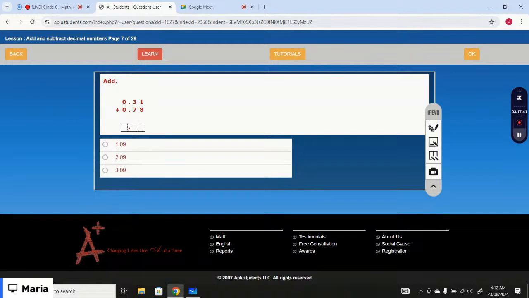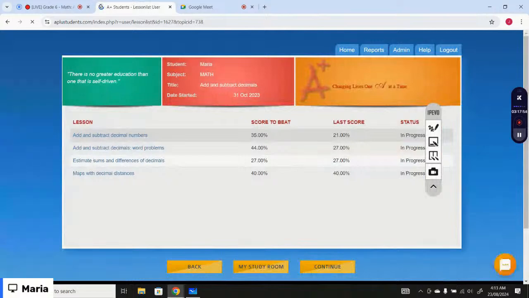Option number 1 is the correct option. 1.09 it is, right? Okay, you can complete the lesson by yourself later today. Let me move on to the next lesson. The next lesson is add and subtract decimal word problems. You can do the word problems on your own, right?